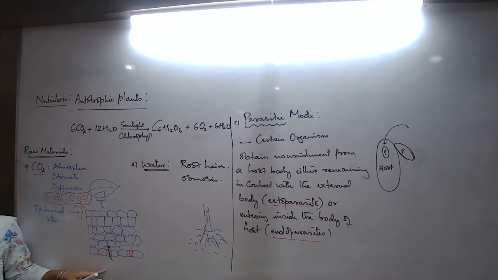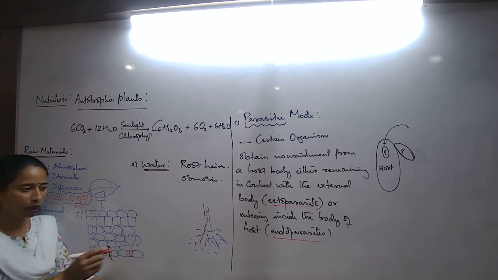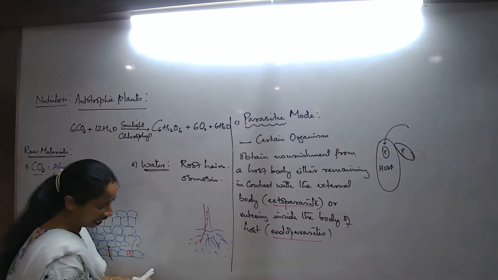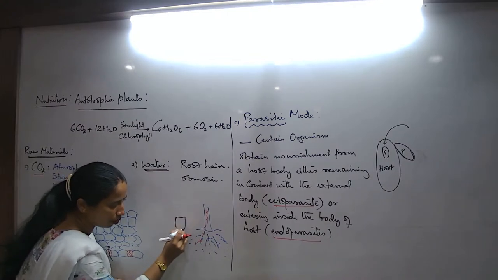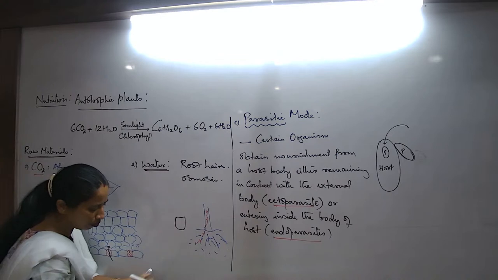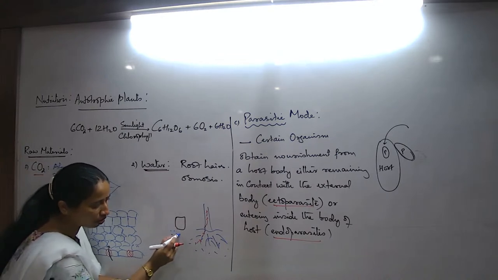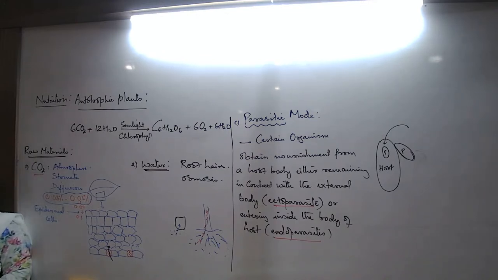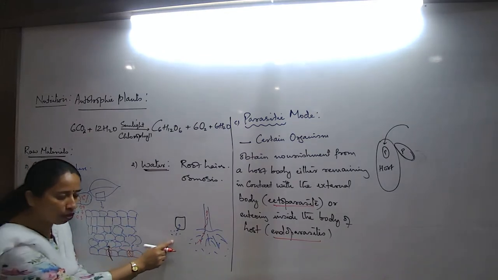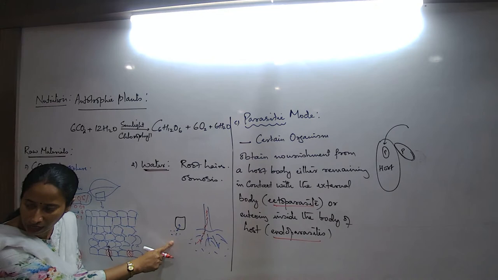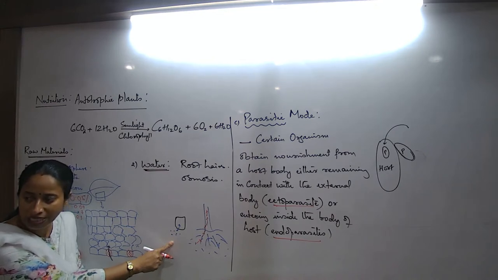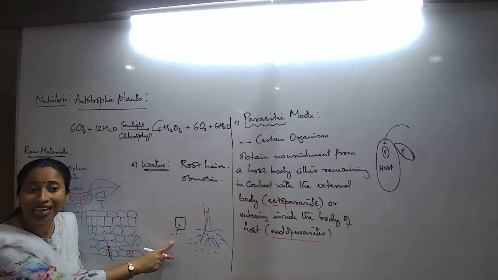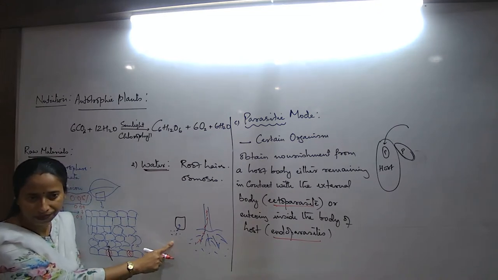Just like this, I told you. If I talk about a small cell of this root, and this water molecule is entering inside, why is this water molecule entering inside? Because outside in the soil, the water is less concentrated.